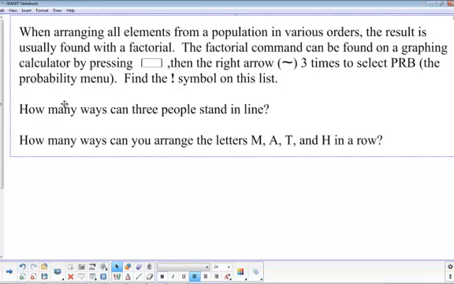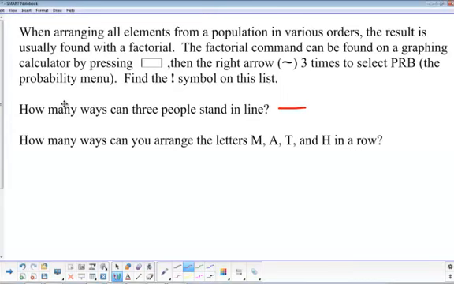So the next question says, how many ways can 3 people stand in line? So if there's 3 different spots, the first spot has 3 options. One of the options is now taken, so the second spot has 2 options, and the last person would be last. So 3 times 2 times 1 is 6.